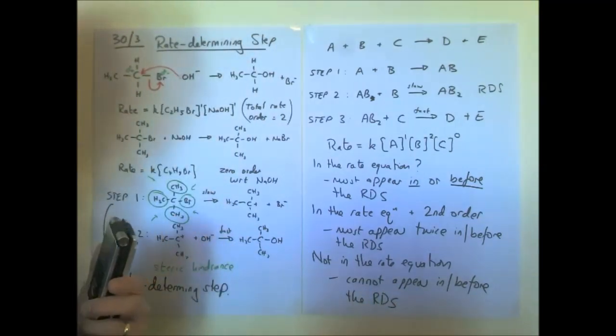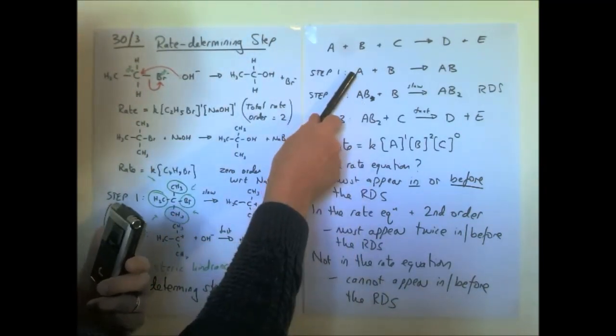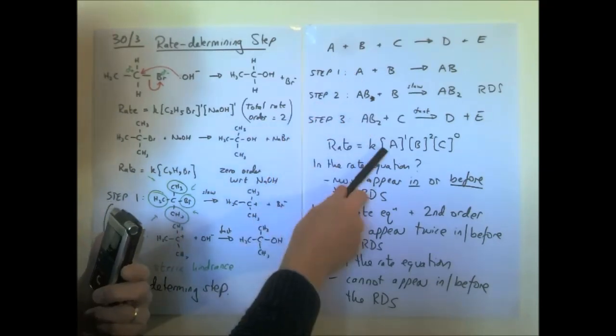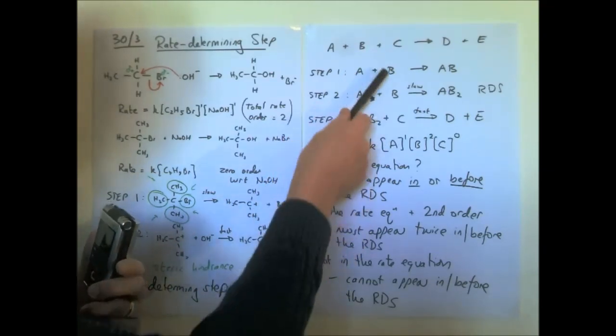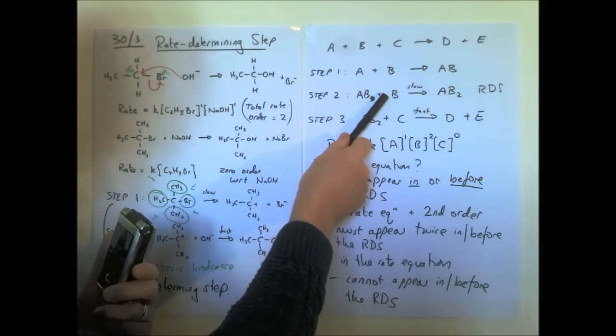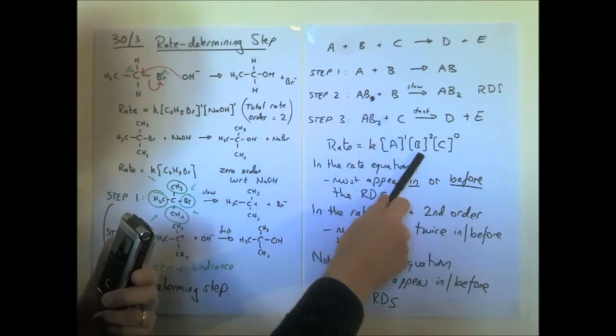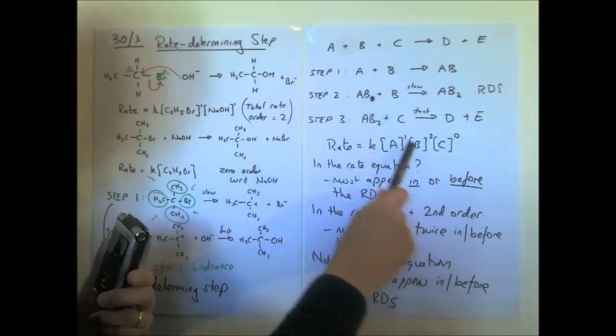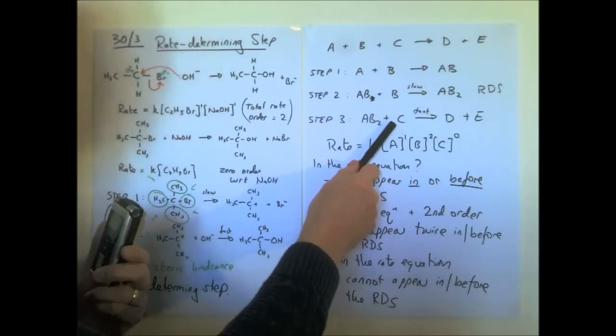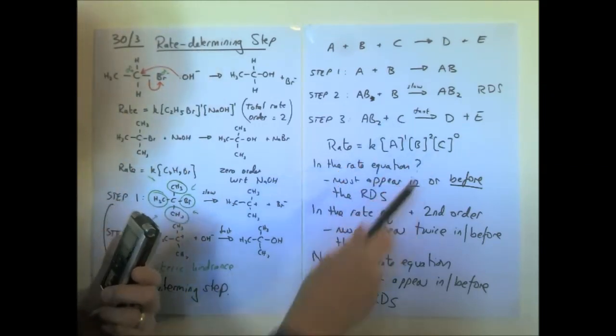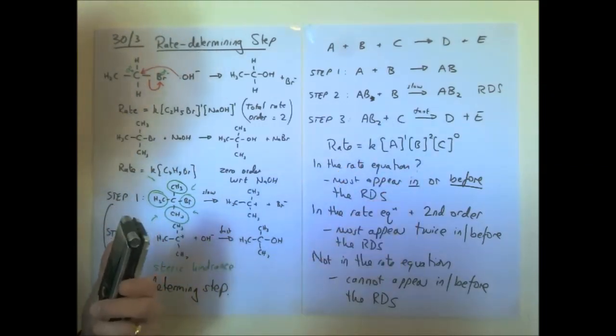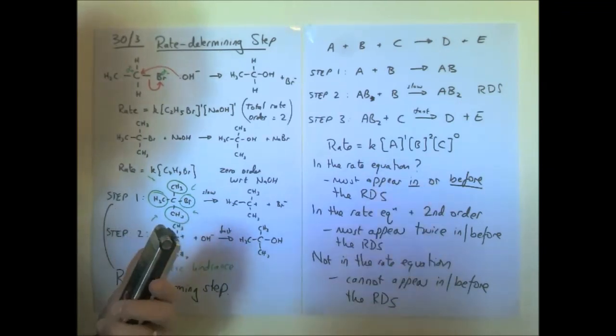Just to summarise that again. So A appears in or before the rate determining step, so it's in the rate equation. B appears twice in and before the rate determining step, so it's second order in the rate equation. C appears after the rate determining step, therefore plays no part in the rate equation or appears zero order.